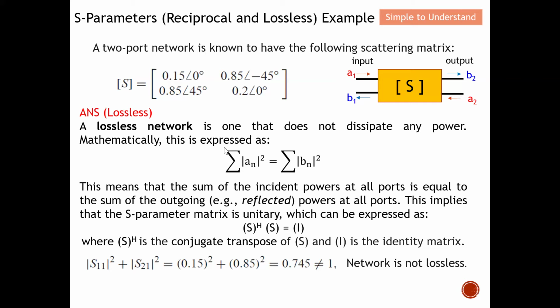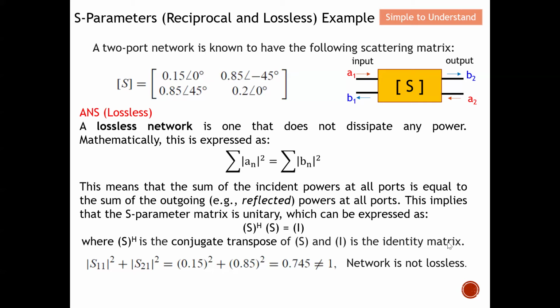As mentioned here, since the network is lossless, nothing will be lost. Whatever you feed into the network, everything will appear at the output of the network. So this is the definition of a lossless network. This implies that the S parameter matrix is unitary, which can be expressed as this equation here. S^H is the conjugate transpose of S, and the product is an identity matrix.